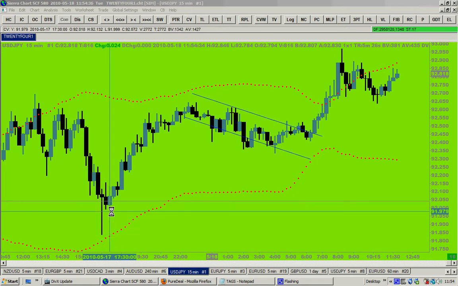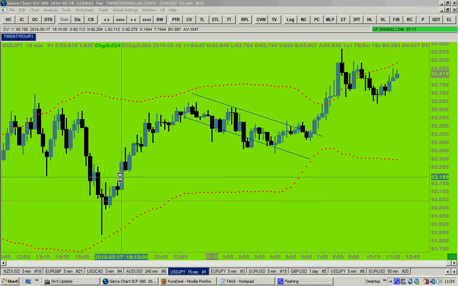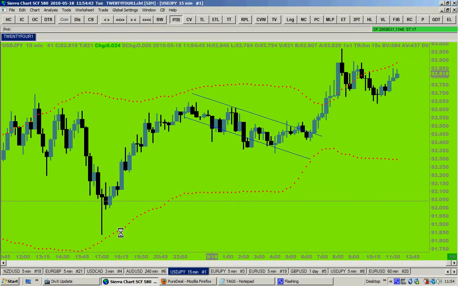As you can see, the ABCD pattern is right here. This is the A. If you follow my cursor here, this is the A. Okay, this is the A point here, and this is the B point here, and this is the C point here, and this is the D point here. In theory, I repeat, in theory, the distance from A to B should be equal to the distance from C to D. And you sell at D.